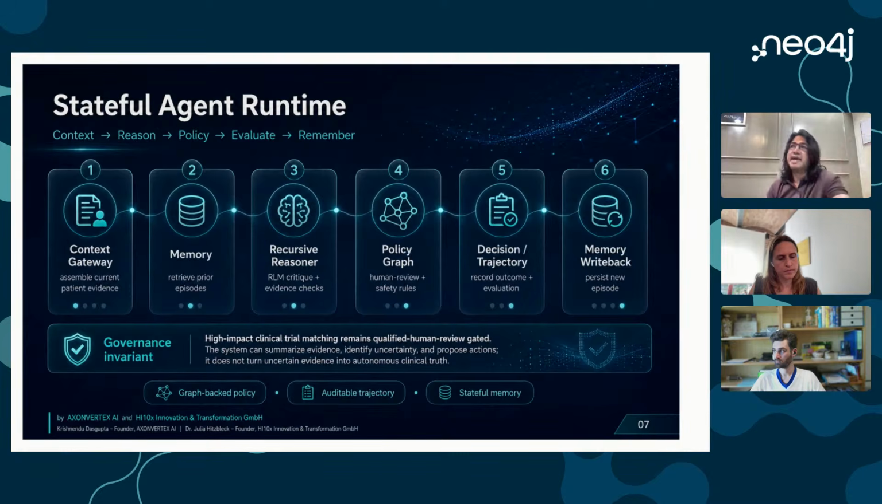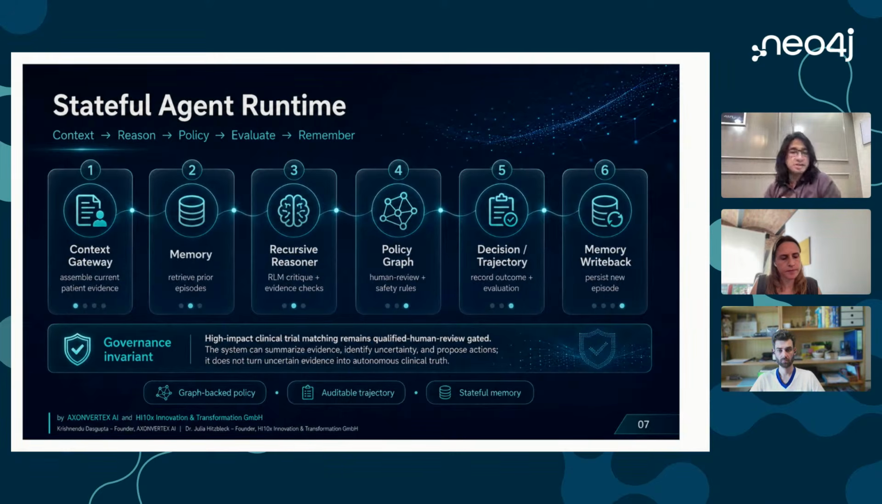And when everything happens, the agent goes and writes into the memory, which is the memory and persistent new episodes, and this keeps on happening. Why is this important? Again, this entire stateful agent runtime is important because this is a governance invariant.